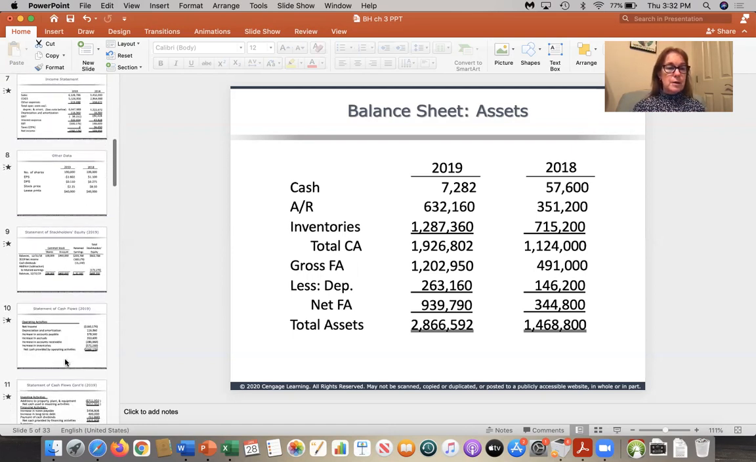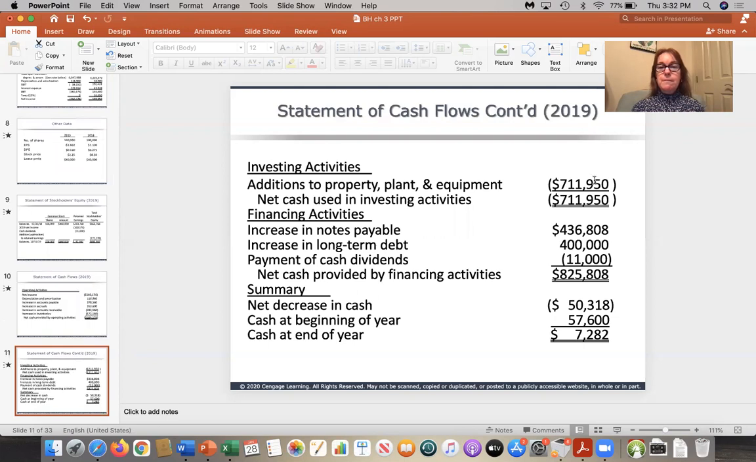So let's go back to that right here. Okay, so that's additions to their fixed assets. We just had one line there, but in more complicated financial statements, they might have land, plant and equipment. So any additions to fixed assets are included here. That's a negative because they purchased additional fixed assets.